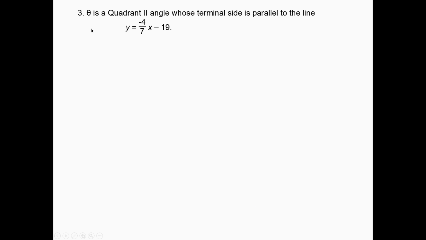Okay, number 3. Theta is a quadrant 2 angle whose terminal side is parallel to the line y equals negative 4/7x minus 19. Okay, the terminal side of theta is on the line y equals negative 4/7x. Okay, how do we know this? Okay, remember, parallel lines have the same slope. This guy has slope negative 4/7, so we have slope negative 4/7.